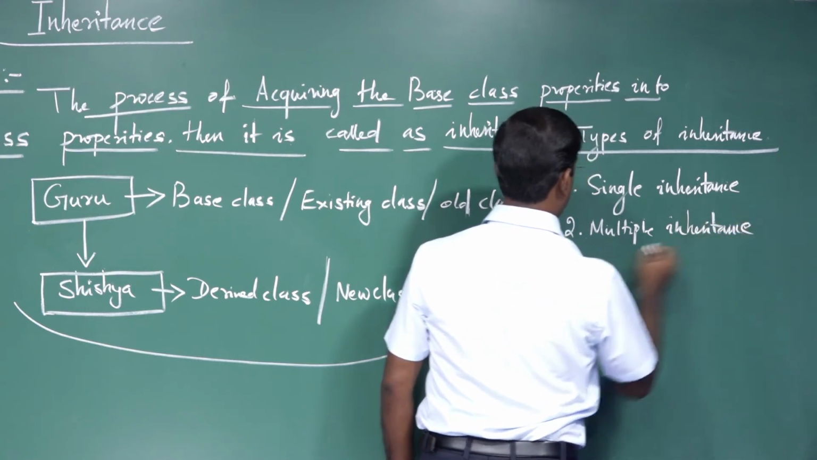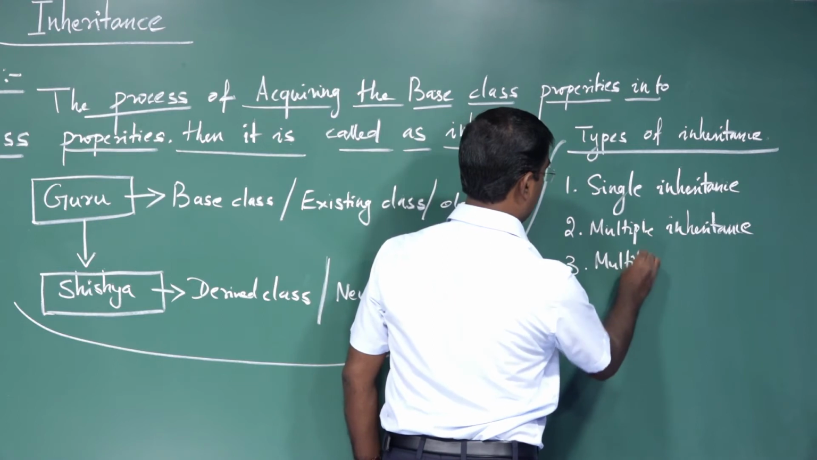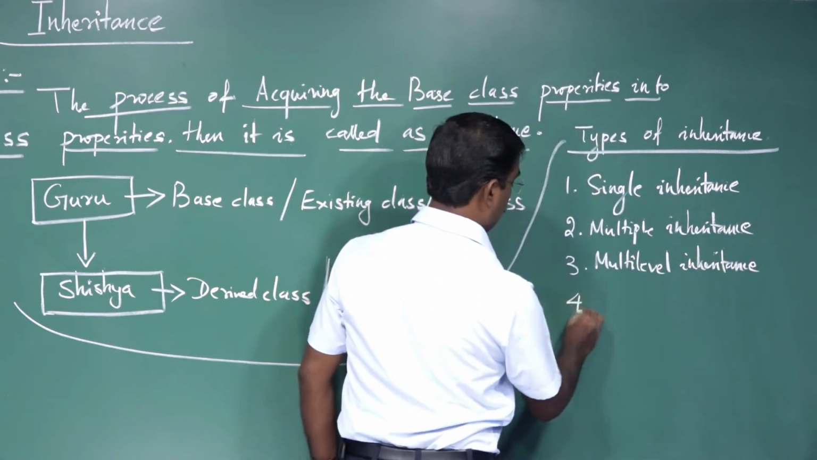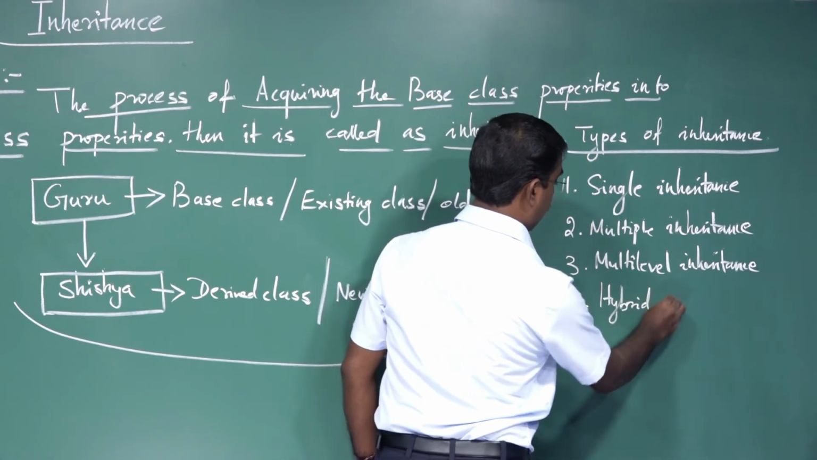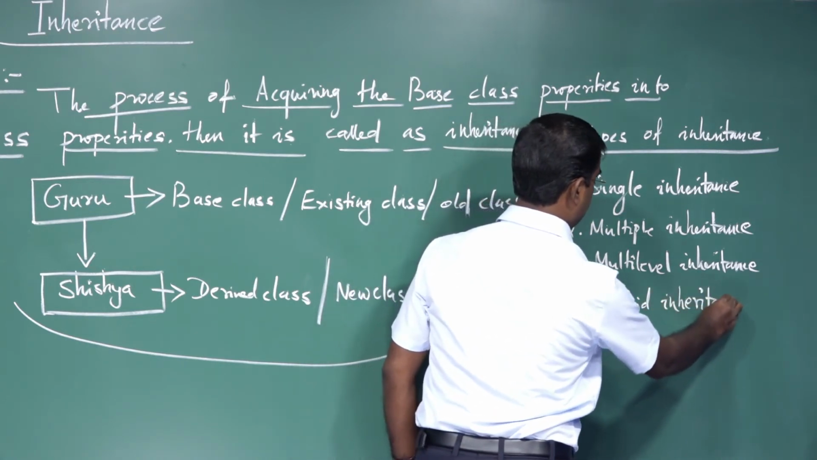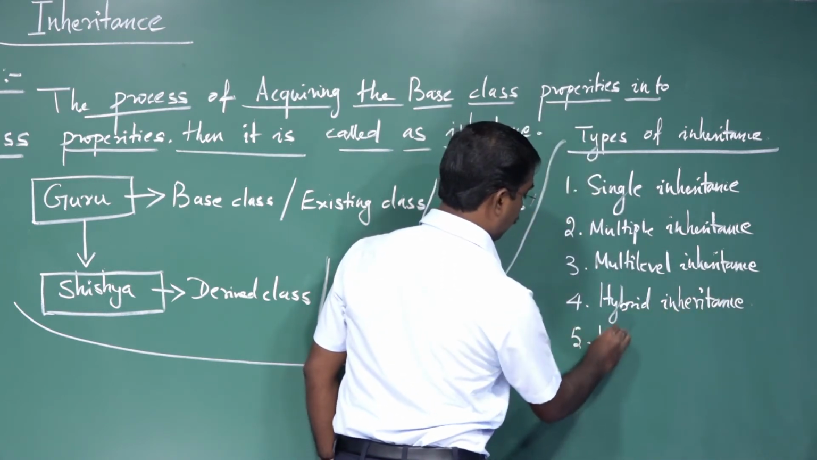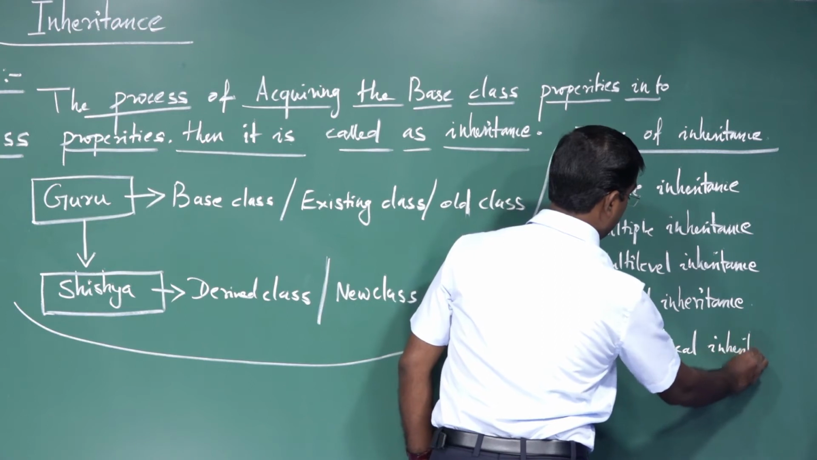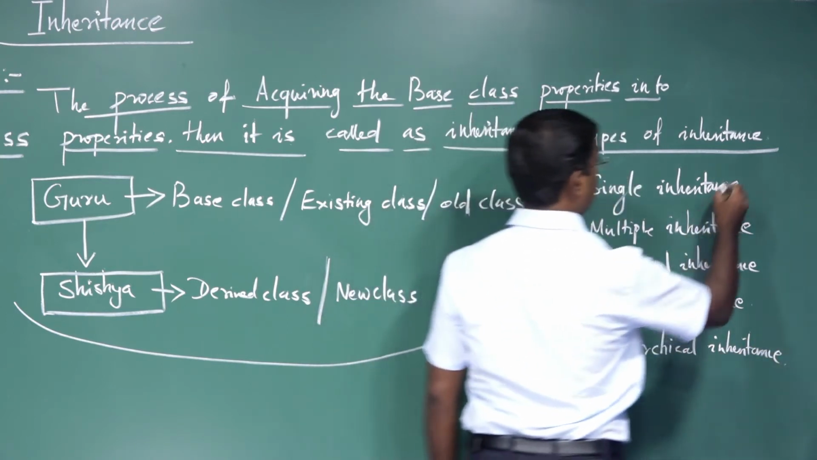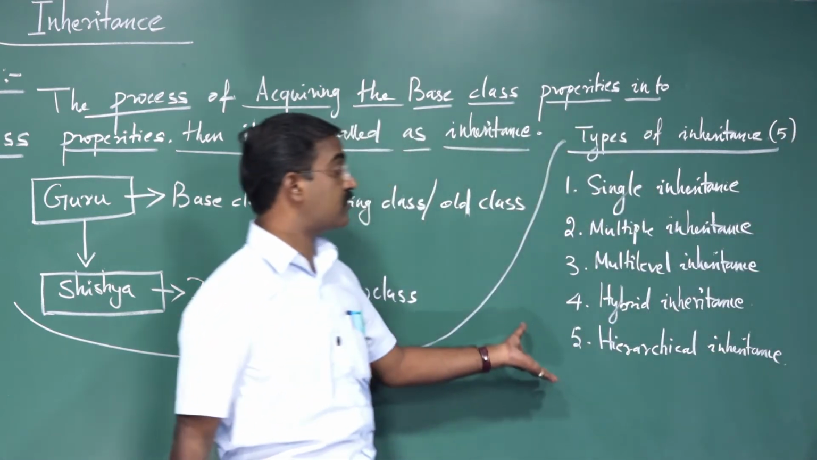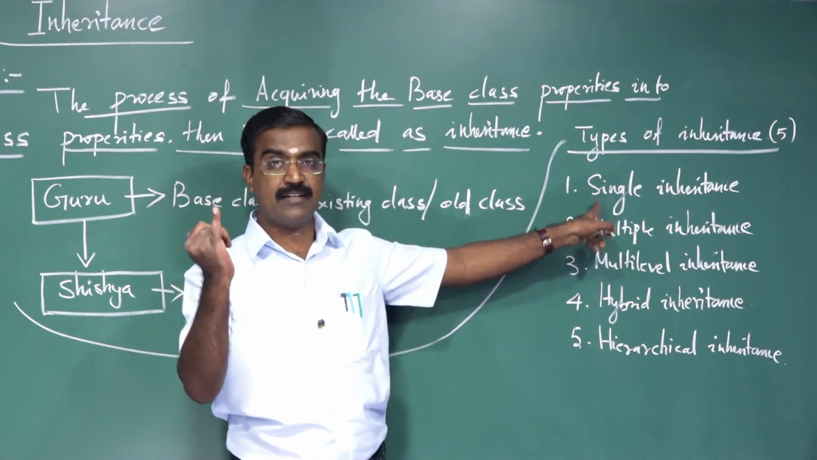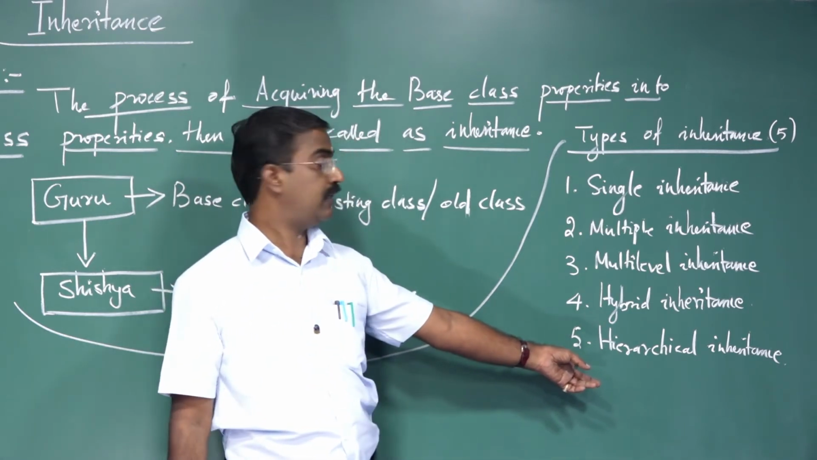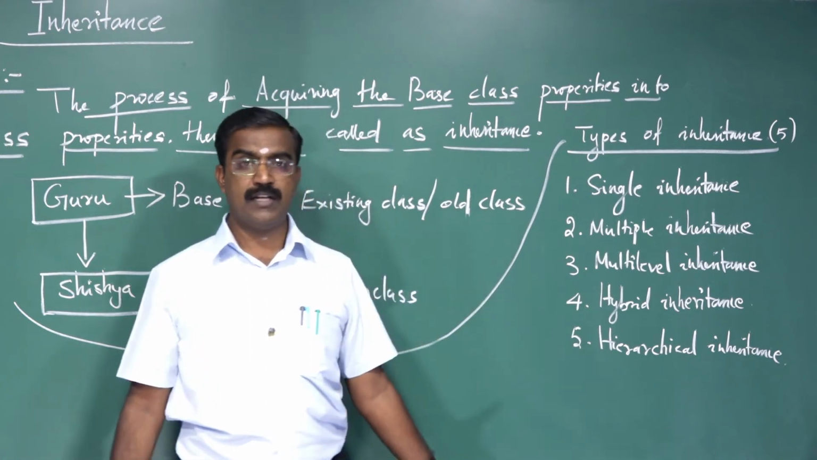Number 3 is multi-level inheritance. The 4th one is hybrid inheritance. And the 5th one is hierarchical inheritance. So generally there are 5 types. These 5 types are important; 2 marks, and sometimes 1 mark is also asked. Number 1 is single, then multiple, multi-level, hybrid, and finally hierarchical.